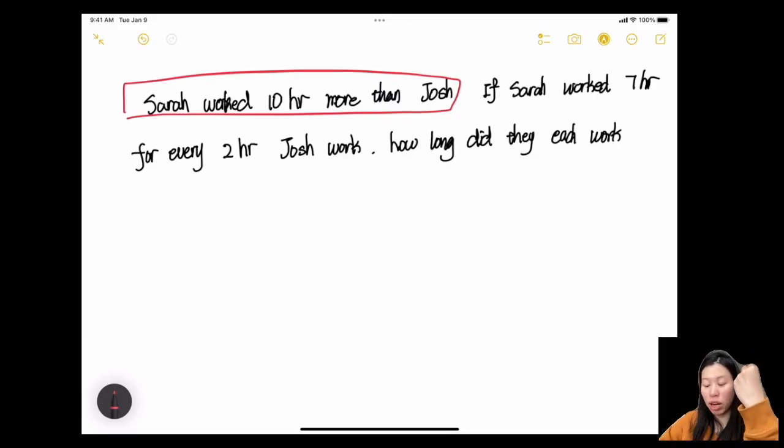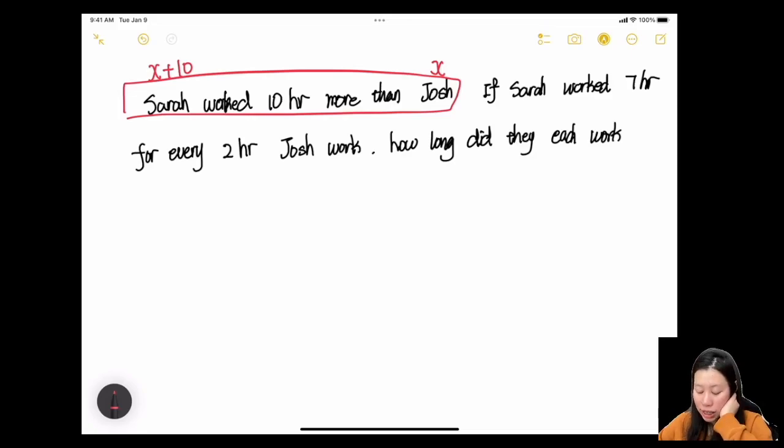Let's say we don't know how many hours Josh worked. Let's say Josh works X hours. So Sarah worked 10 more hours than Josh. That means Sarah is 10 plus X, or X plus 10. That's how many hours Sarah worked.